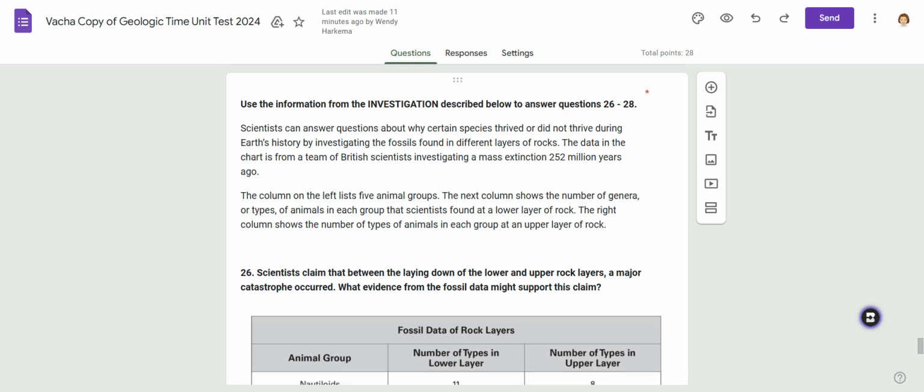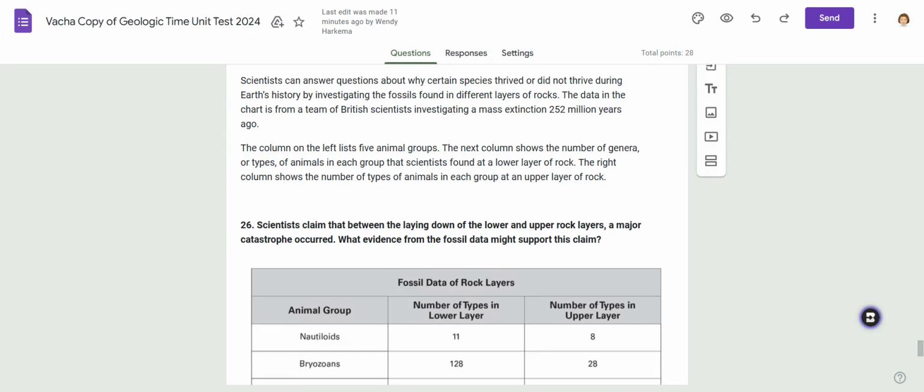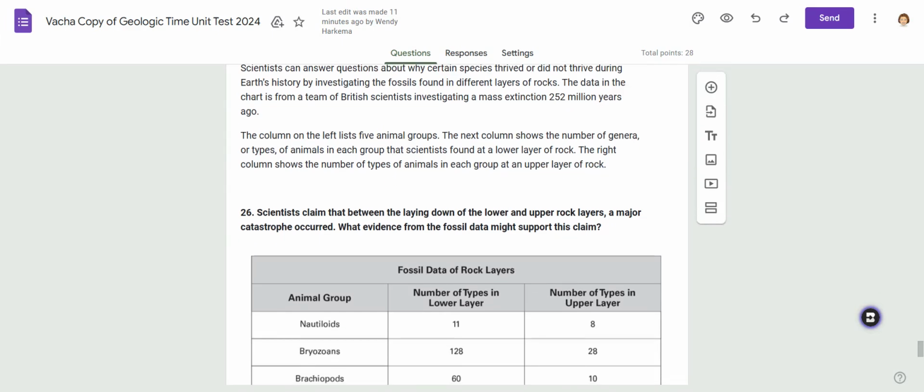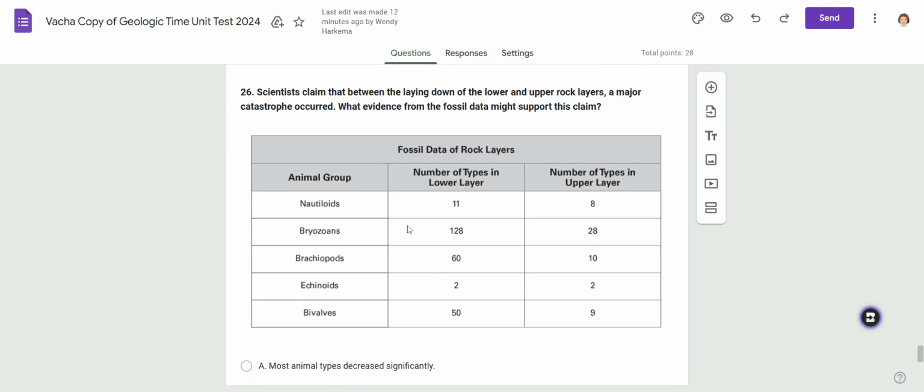The next column shows the number of genera, or types of animals in each group that scientists found at a lower layer of rock. The right column shows the number of types of animals in each group at an upper layer of rock. Number 26. Scientists claim that between the laying down of the lower and upper rock layers, a major catastrophe occurred. What evidence from the fossil data might support this claim?